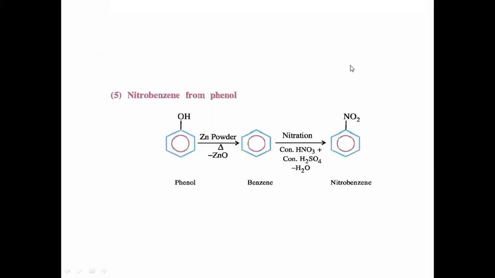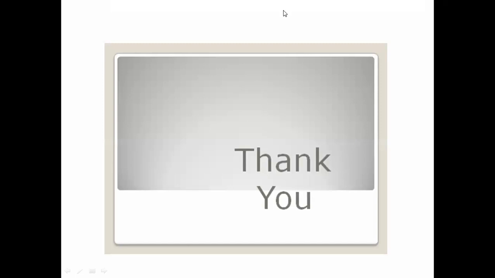Now the next one is nitrobenzene from phenol. That is quite easy. From phenol, with zinc powder, the OH is removed, so benzene is formed. Then from the benzene, nitration in the presence of HNO3 and sulfuric acid H2SO4, we are getting nitrobenzene. Okay. Hope you understood the topic very well.